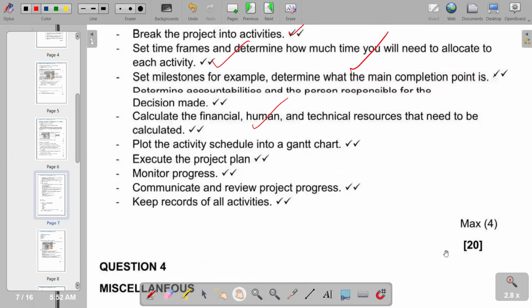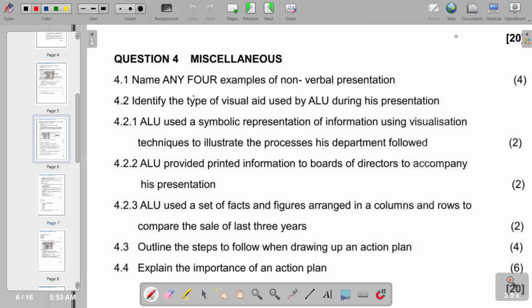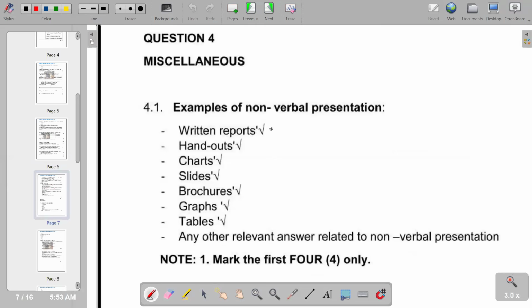And this marks the end of our question 3. And of course, we have to move on to the next question, which is going to be our question 4. Question 4.1: name any 4 examples of non-verbal presentation. So you see that we've got written reports. Remember, we are talking about presentations that do not include the word of mouth or the verbal. So we are saying written reports, handouts, charts, slides, brochures, graphs, and tables. So these are examples of non-verbal presentation.